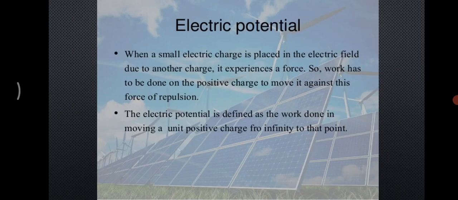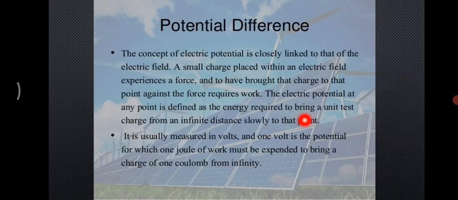Okay, the concept of electrical potential is closely linked to the electrical field. Small charged particles within an electrical field experience a force. Why does it experience a force? Because a potential difference will be there. To bring the charges to the point against the force requires work. So we need to do some work on that electron to make it flow. That's why we need this potential difference.